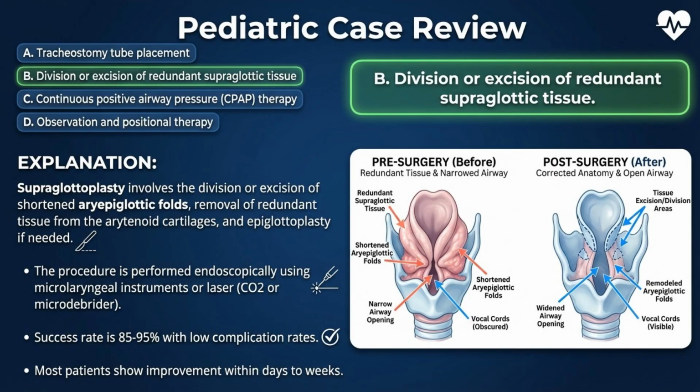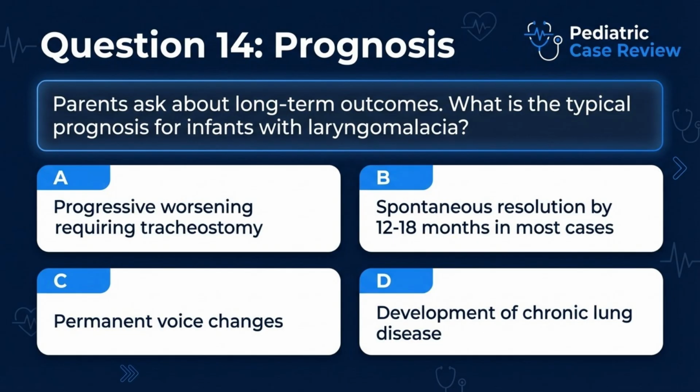The pre- and post-surgery illustrations show how the procedure is performed endoscopically. The surgeon uses microlaryngeal instruments to carefully divide the shortened aryepiglottic folds and remove the bulky, prolapsing tissue from the arytenoid cartilages. This effectively widens the airway opening and boasts an excellent success rate. Question number 14.